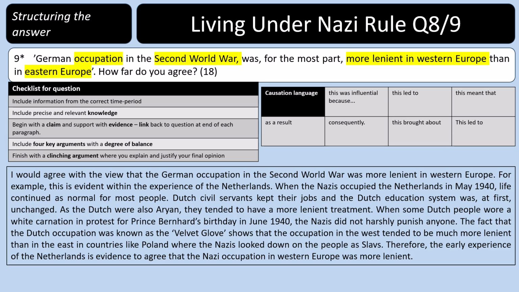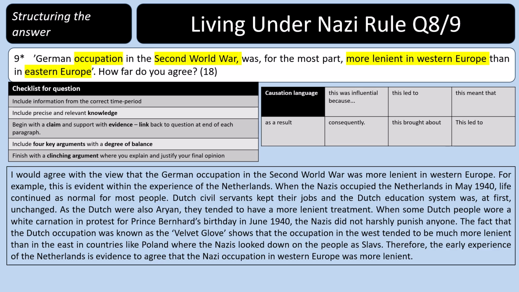I would agree with this view that the German occupation in the Second World War was more lenient in Western Europe. For example, this is evident within the experience of the Netherlands. When the Nazis occupied the Netherlands in May 1940, life continued as normal for many people. Dutch civil servants kept their jobs and the Dutch education system was at first unchanged. As the Dutch were also Aryan, they tended to have a more lenient treatment.